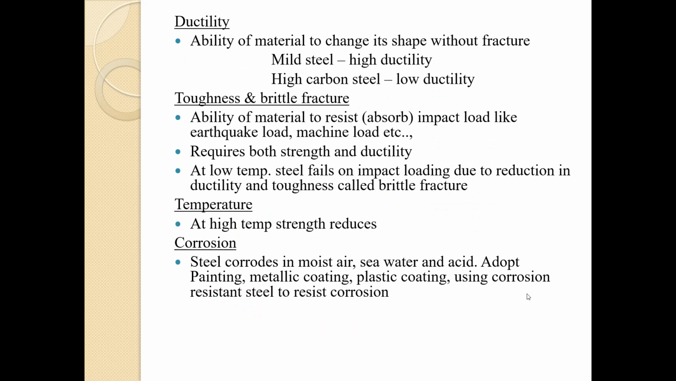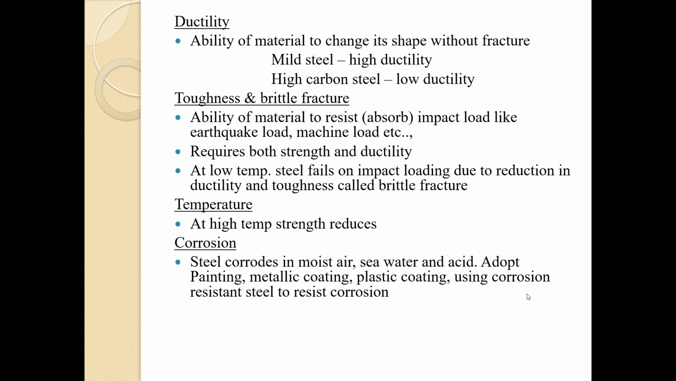So we know the metals are ductile, and we have learned what ductility is. It is the ability of a material to change shape without fracture. In mild steel we have high ductility, and in high carbon steel we have low ductility, because as we increase the carbon, the strength increases but the ductility reduces.